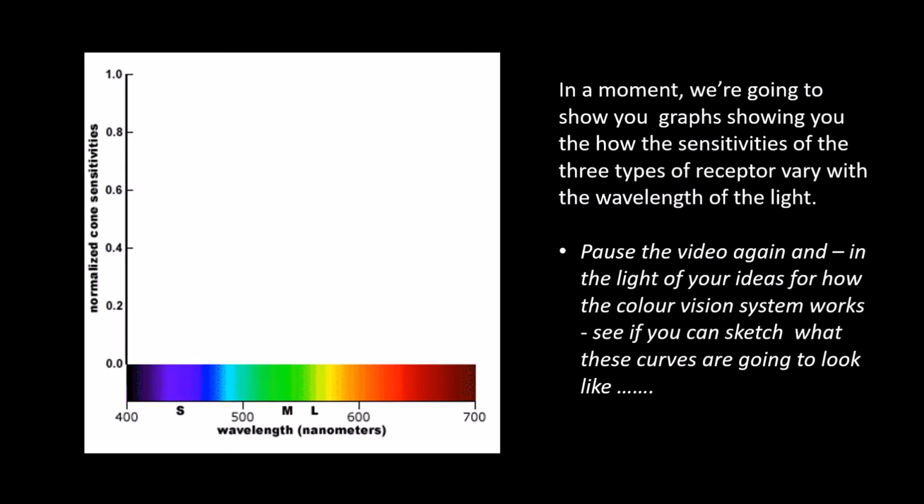But first, it might be good for you, if you haven't done this already, to actually sketch what you think those sensitivities might be. So here we've got the axes of a graph. You can see that you've got the visible spectrum along the bottom there, and what we're suggesting you do is just for each of the 3 types of receptor, sketch in where you think they're maximally sensitive and what sort of sensitivity profile each of them has as a function of wavelength.